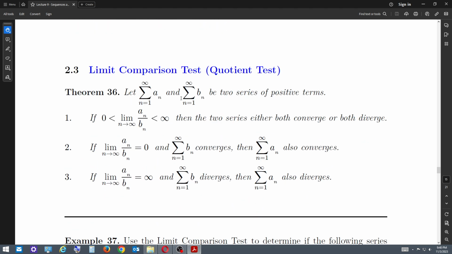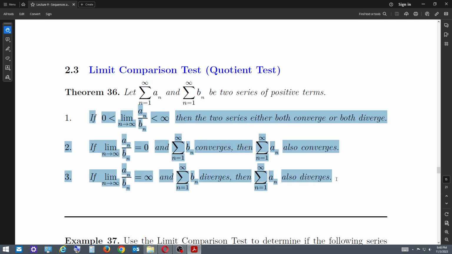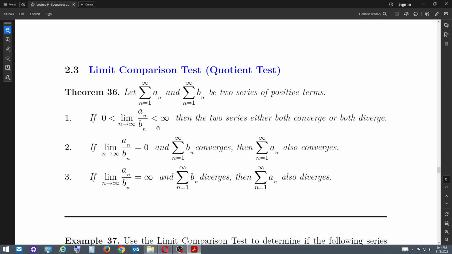Now, I'm just going to go straight into it. So the limit comparison test, also called the quotient test, you need to know both names, says if the sum of an and the sum of bn are two series of positive terms, we have three possible things here.